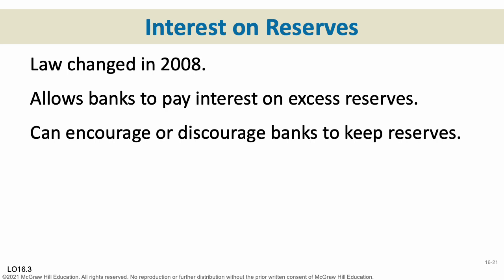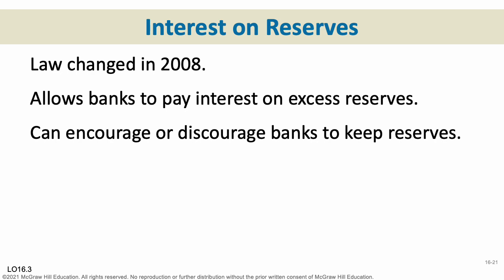In 2008, the law was changed and the Fed now can pay interest on bank reserves. In the previous period of time before that, they could not. And because of this, it can encourage or discourage banks to keep reserves. If the Fed's paying good interest on reserves, banks are going to want to keep more money in reserves because they're guaranteed to make interest on them in a risk-free way. If they lower the interest on reserves, the banks will probably want to lend them more. So they can encourage or discourage banks to keep reserves, and as a consequence, influence the amount of lending banks can do.